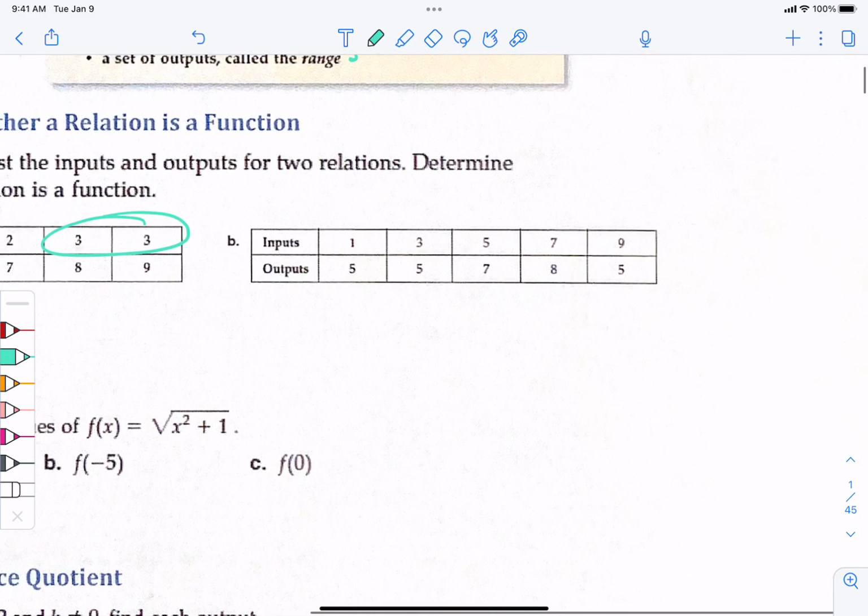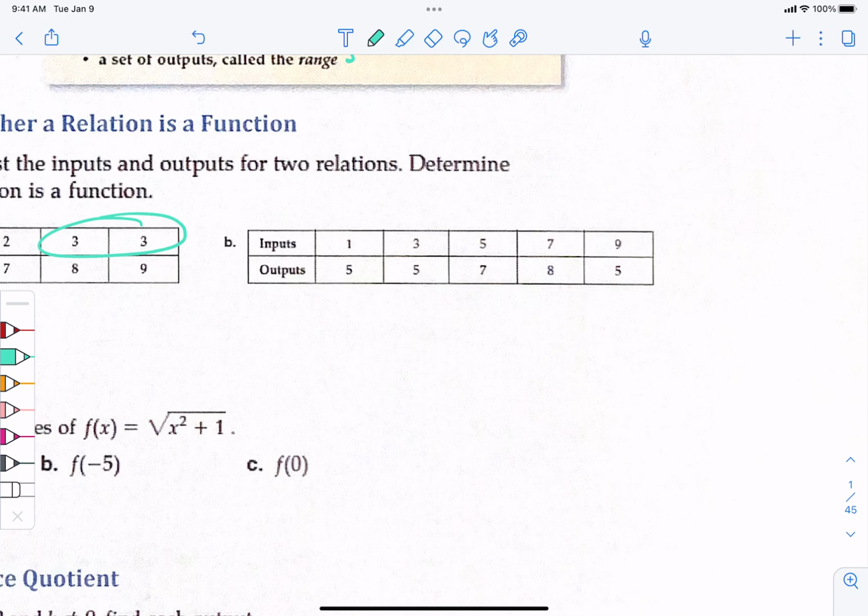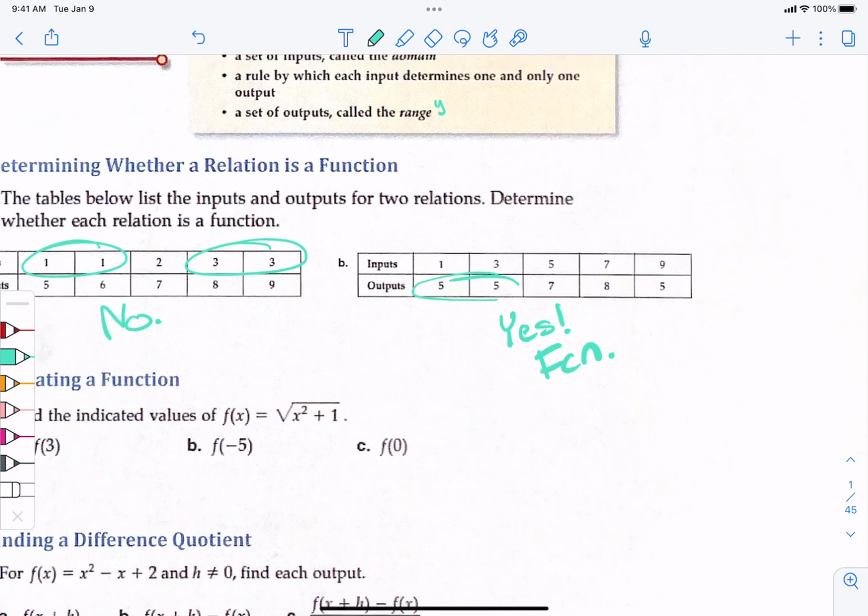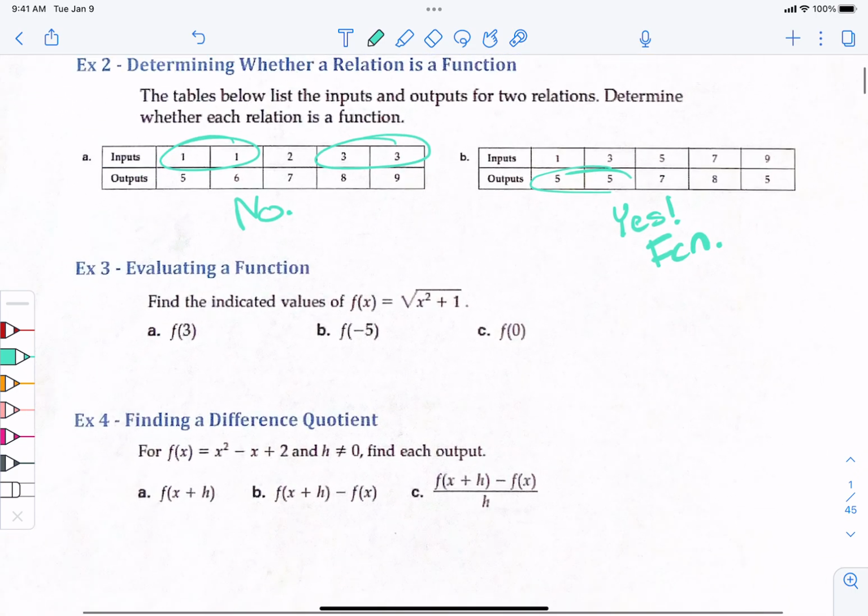B, function or not a function? Yes, but I see two 5s. Those are the y's, so it doesn't matter. Yes, this is a function. Yes, function. Okay, happy with that? We know that already, right? X's can't repeat, but the Y's can.